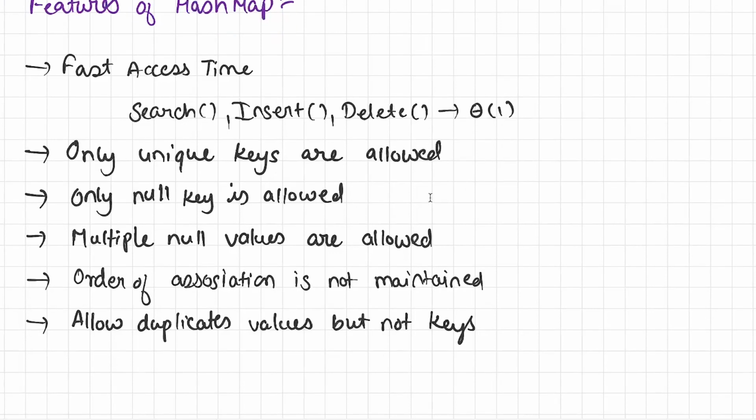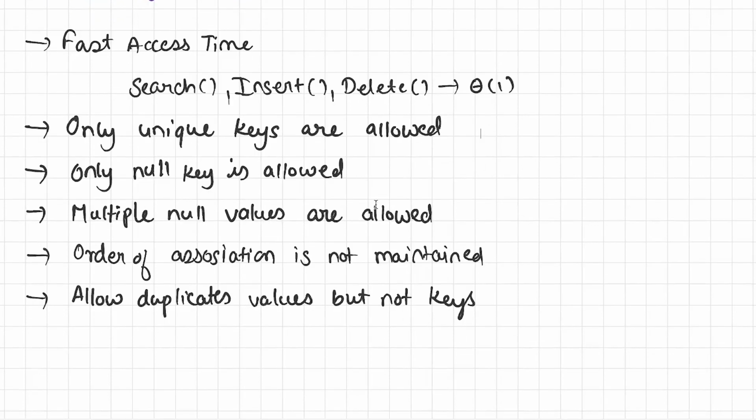Now what about the null keys? In case of null keys, HashMap only allows one null key to be inserted, but it allows multiple null values to be inserted in the HashMap. So we can only insert one null key, but we can insert multiple null values into the HashMap.